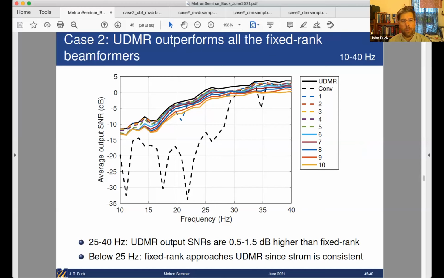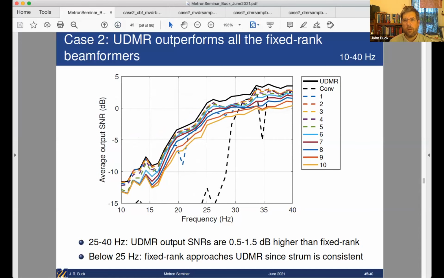So we say without any prior assumption, or having to put all my eggs in one basket on a fixed model size, I can adapt across the model size and do as well as the best one. The next slide shows this zoomed in on the top part so we can see the difference more. When I get above 25 to 30 hertz, you can see there's about a 1 dB improvement.